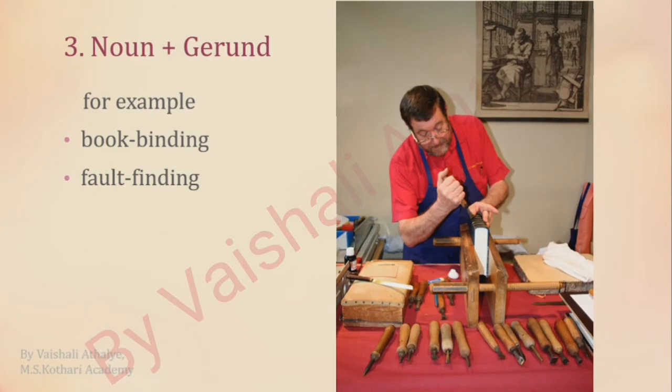The third way to form a compound word is putting a noun and then a gerund. Example, book binding, fault finding. Here, the noun comes first and then a gerund to form a compound word.